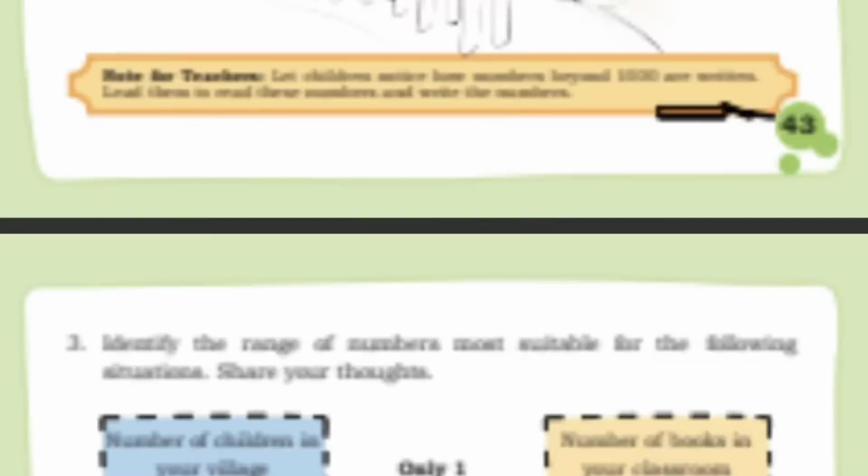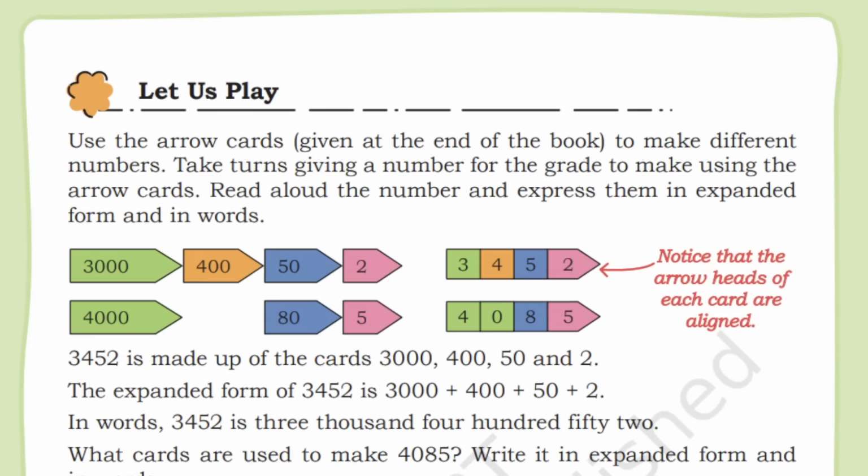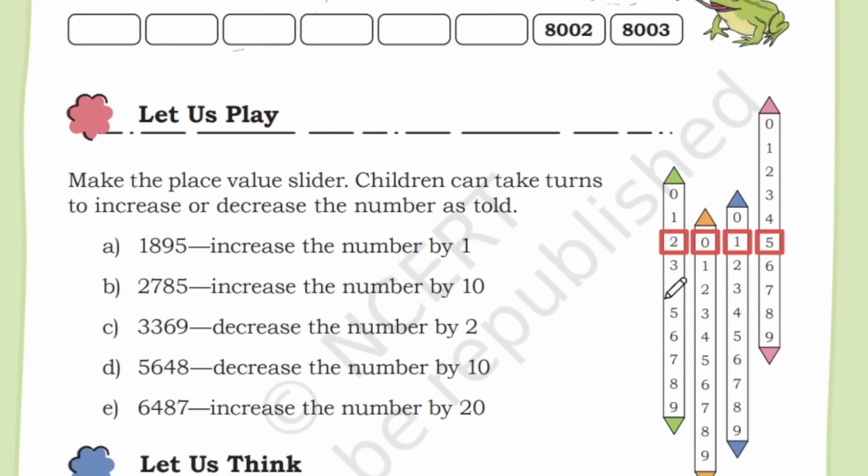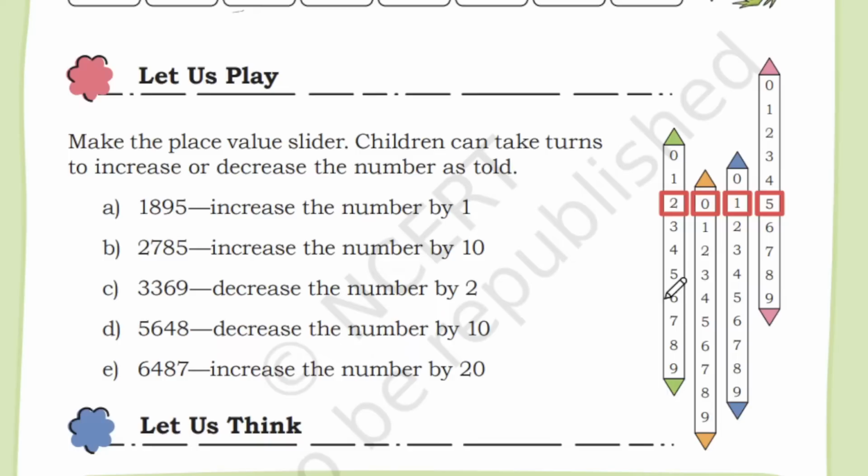Now we will go to the page where we completed. So this one. Let us start the video now. Let us play. Make the place value slider. Children can take turns to increase or decrease the number as told. So here 2015 is marked. This one is the slider, so that we can move this up or down to make the numbers. Okay. So 1895, increase by 1.